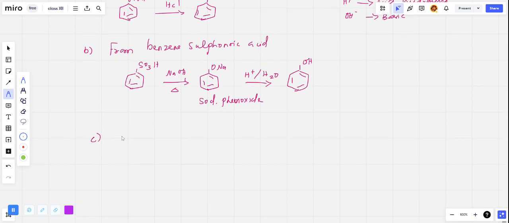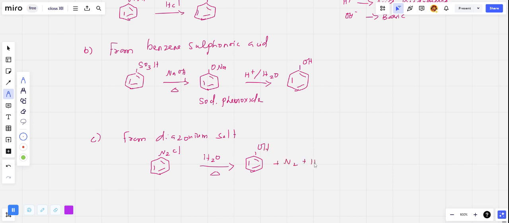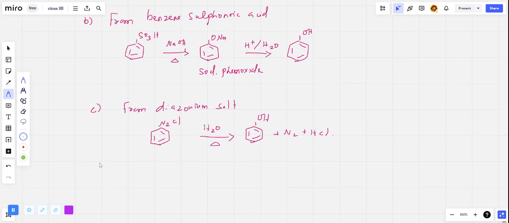The third method is from diazonium salt. In the first lesson we learned about diazonium salt: from aminobenzene with nitrous acid we get benzene diazonium salt, N2Cl, as in the Sandmeyer reaction. These are hydrolyzed by heating, by warm water or by treating with dilute acid, and it produces phenol. This is the third method.